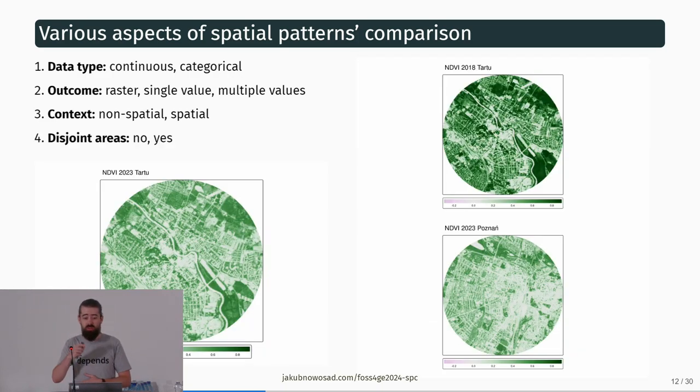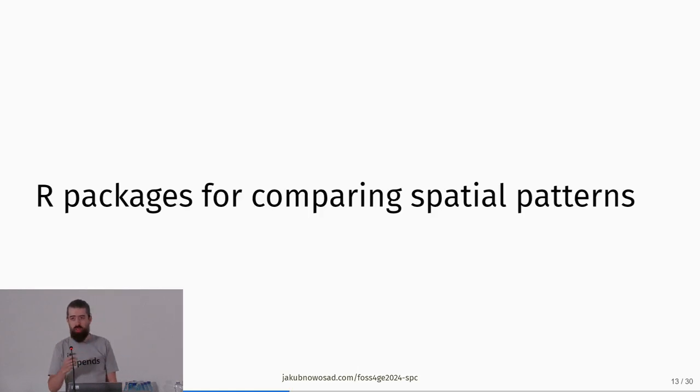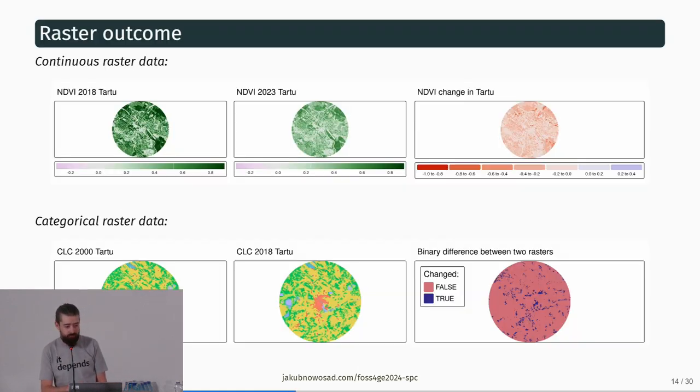And the last dimension is, can we compare disjoint areas? For some methods, you can only use them if you have data for the same area. But some methods, which I called disjoint methods, also work, and we can compare, for example, one city with Poznan. And now, maybe let's go and see what we have here.